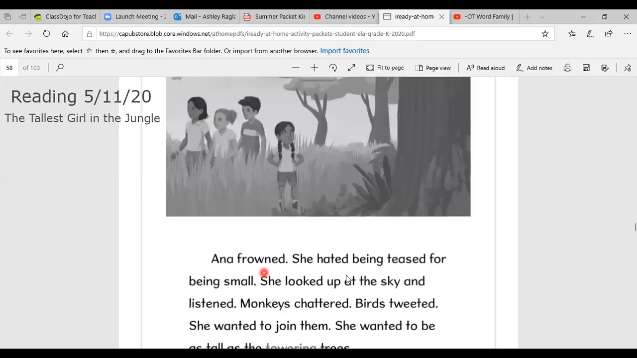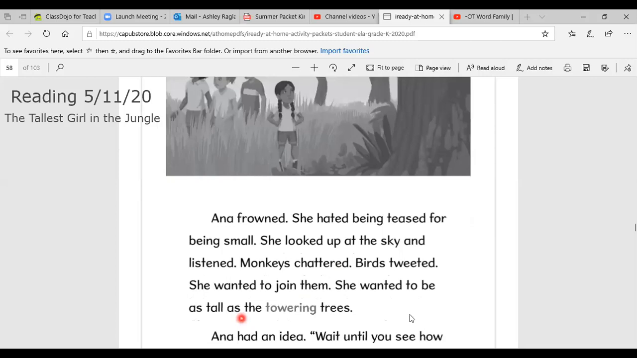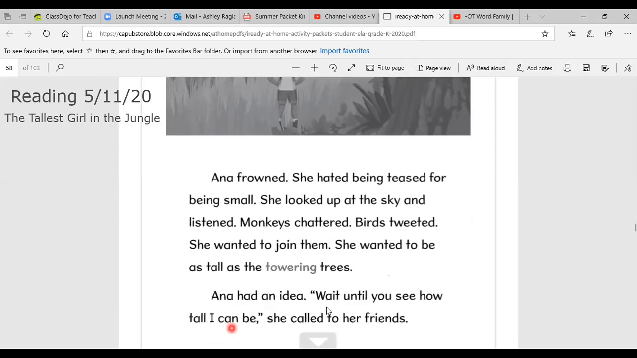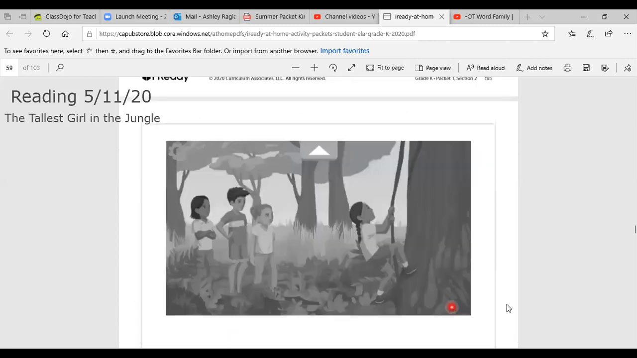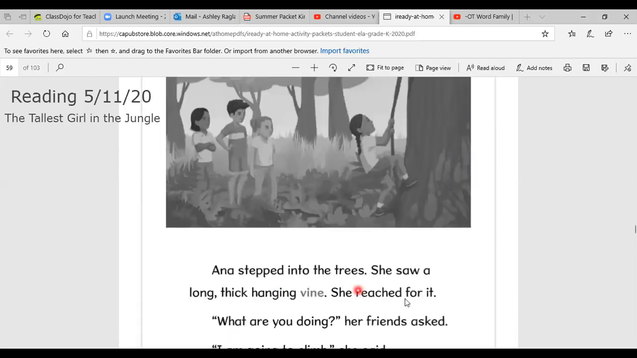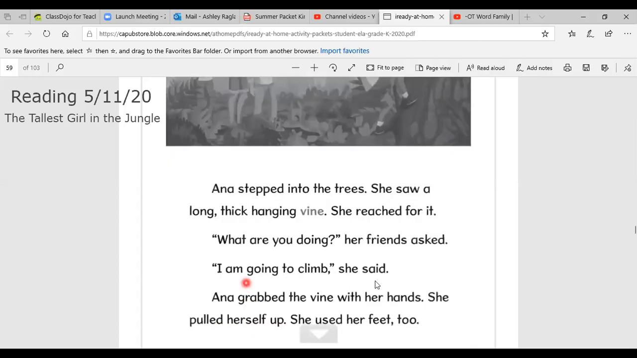Anna frowned. She hated being teased for being small. She looked up at the sky and listened. Monkeys chattered. Birds tweeted. She wanted to join them. She wanted to be as tall as the towering trees. Anna had an idea. Wait until you see how tall I can be, she said to all of her friends. Anna stepped into the trees. She saw a long, thick, hanging vine. She reached for it. What are you doing? Her friends asked. I'm going to climb, she said.